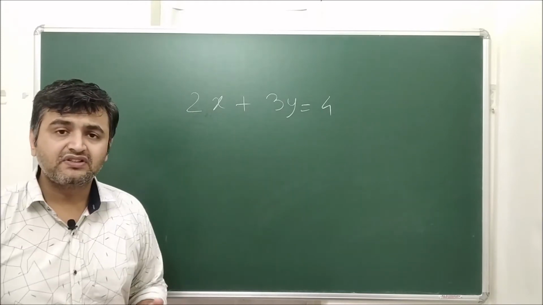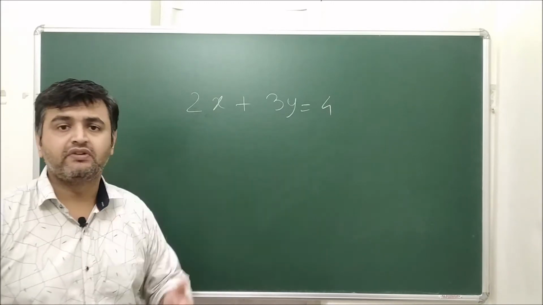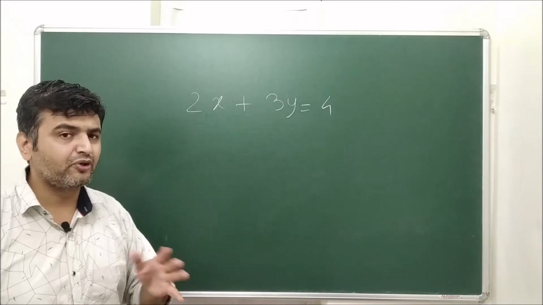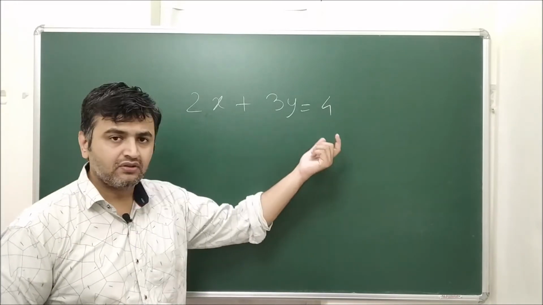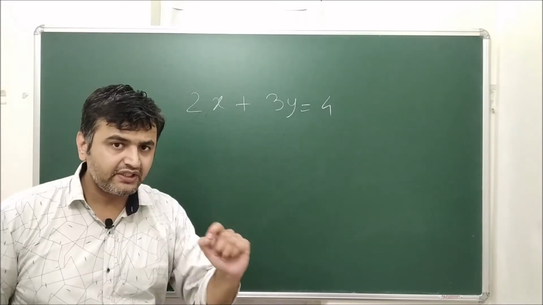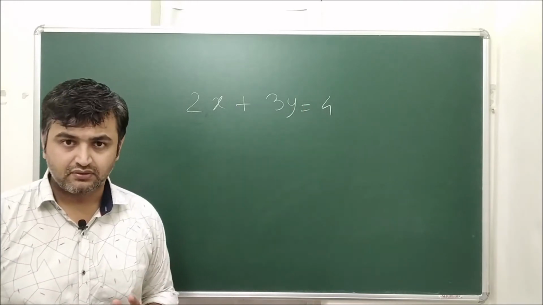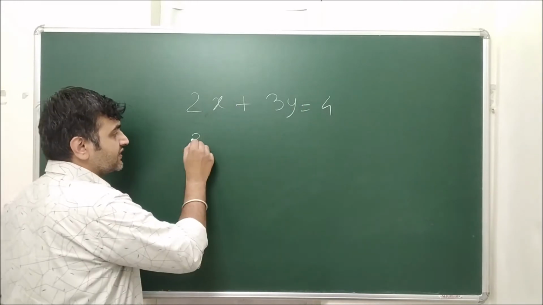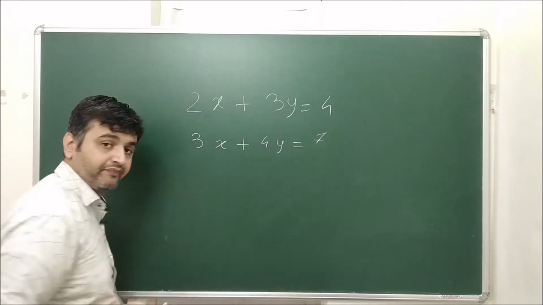You call an equation a linear equation when the variables involved have degree 1 and there should not be the product of the variables, or each term should have degree 1 or 0. Okay, but there should be at least one term with degree 1. Such an equation is called a linear equation. Now suppose you have one more equation, say 3x plus 4y is equal to 7.